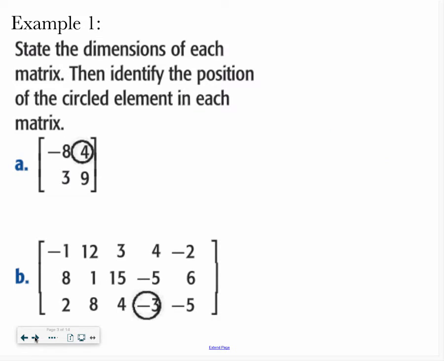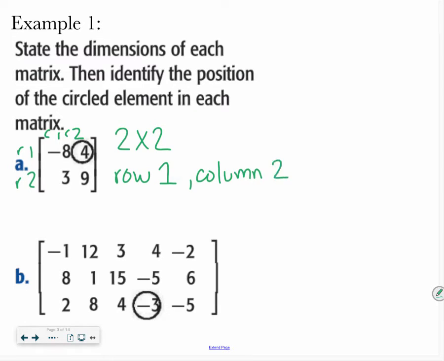Okay, so let's look first. We want to state the dimensions of each matrix and then identify the position of the circled element in each matrix. So I have 2 rows and 2 columns. So my dimensions for this matrix are 2 by 2, and the position of the circled element is row 1, column 2. So that's all I have to do in order to identify the position of that circled element.